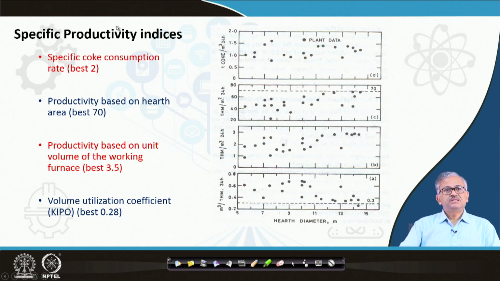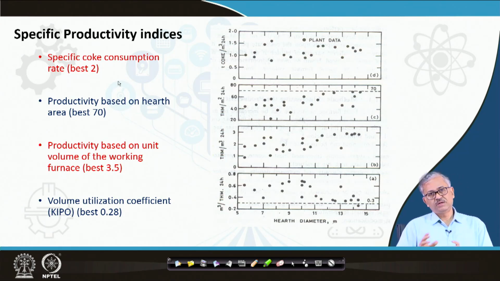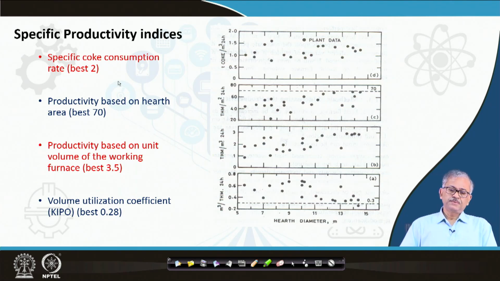Another definition is called the specific coke consumption rate. Here, basically, how much coke you are consuming per meter cube of useful volume of the blast furnace per day is defined as the specific coke consumption rate. Its value around 2 is supposed to be very good. So those are the different specific productivity indices, and among them the most useful definition is the third one, the productivity per meter cube per day.